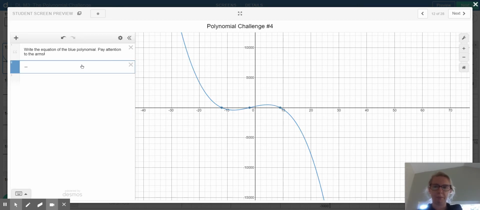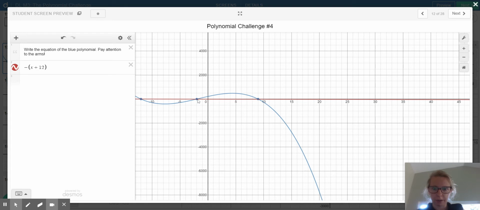So I'm going to start just by dropping in my negative a value there. Then I know that I have a root here at negative 12, so it's going to be x plus 12. Then I have a root here at, oh, not there. Let's zoom back in a little bit so I can actually find my root. Negative 2, so that's an x plus 2. And then my last root is at 9, so that's an x minus 9. And there we have matched our function.